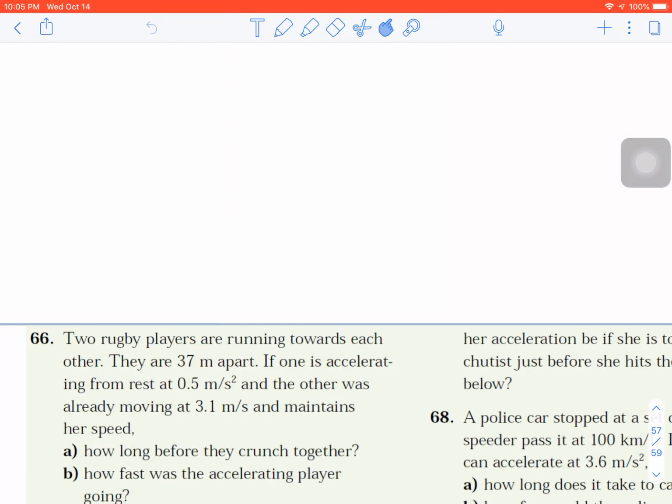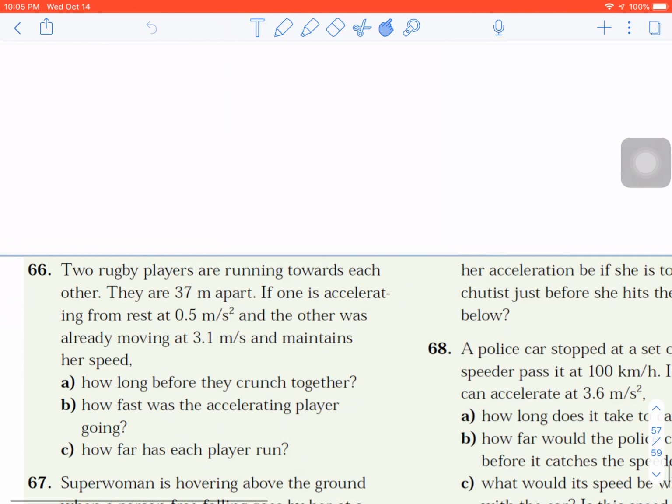So I'm looking at 3 questions here in Notability, 66 through 68. And the trick here really is the picture. Alright, so I'm looking at question 66 first. It says I've got 2 rugby players running towards each other. They are 37 meters apart. Okay, so I'm going to draw the picture here.